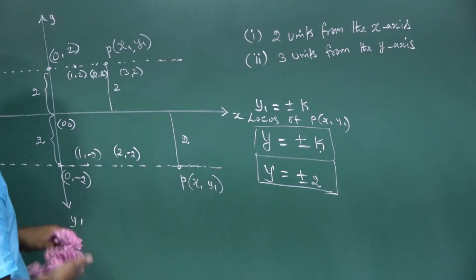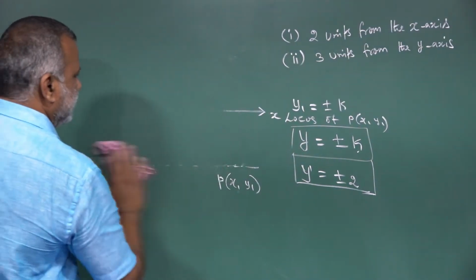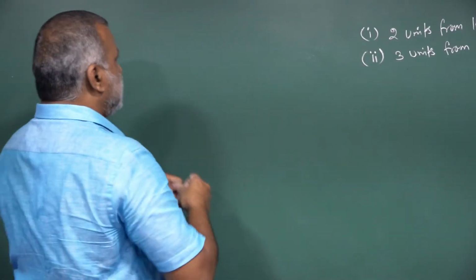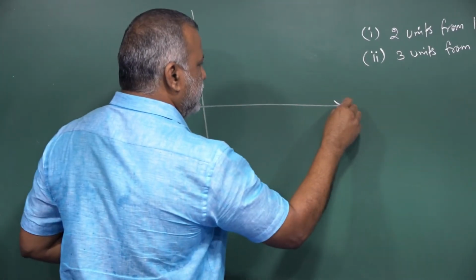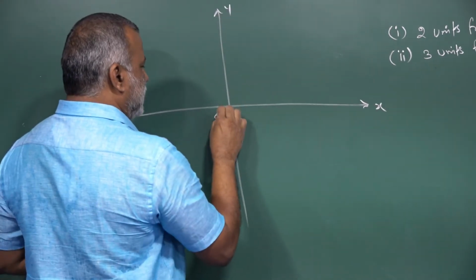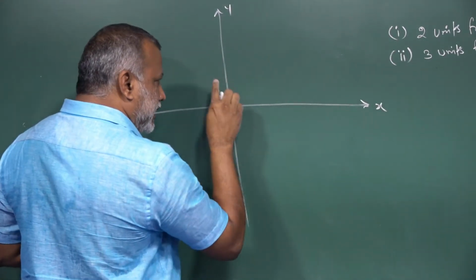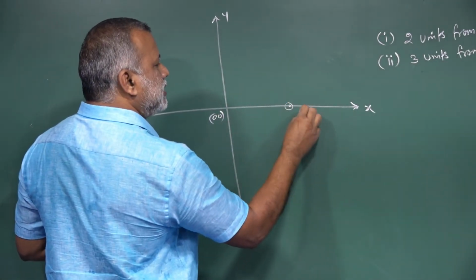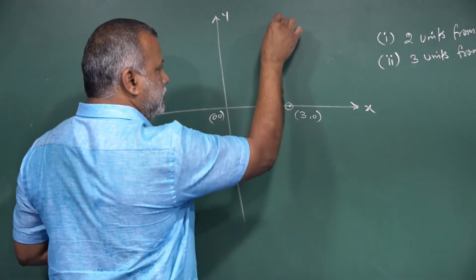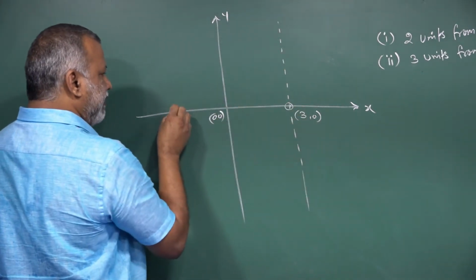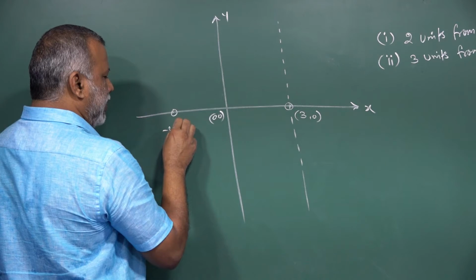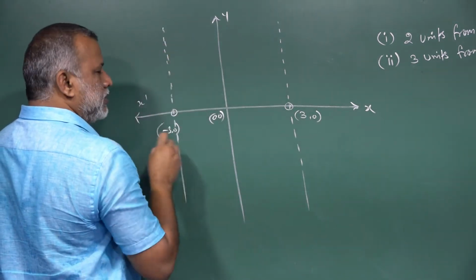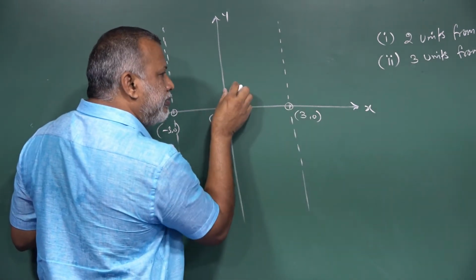Now listen to this diagram. The same concept we can use once again. Just a rough diagram: x-axis, y-axis, origin. This is the y-axis. The distance of 3 units from the y-axis, so I can select a point 3 comma 0. In the same way, on the other side, I can select minus 3 comma 0. Then draw the line, 3 units from this y-axis.